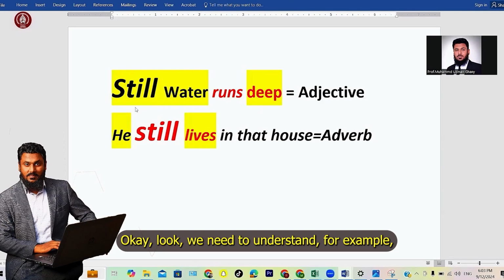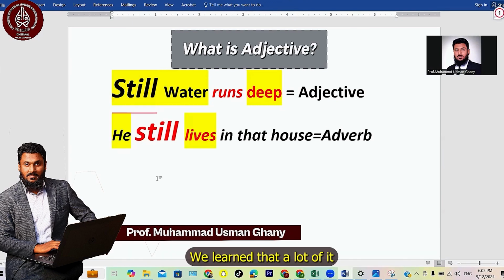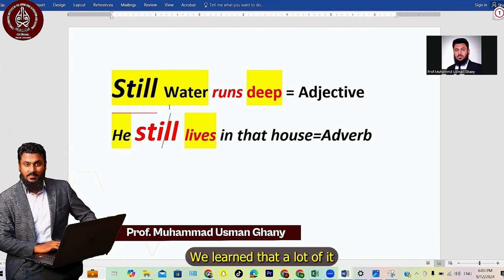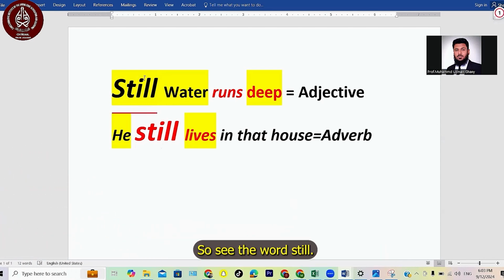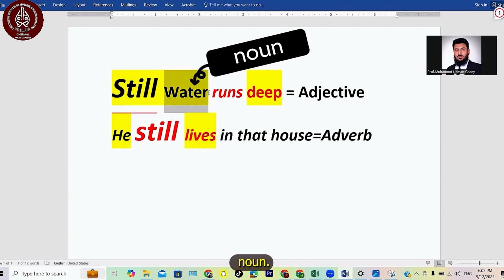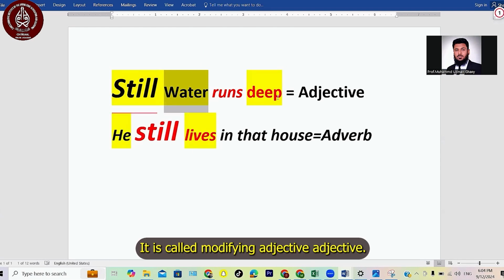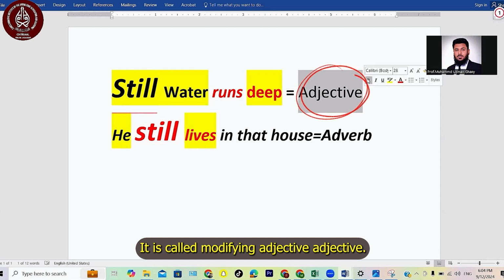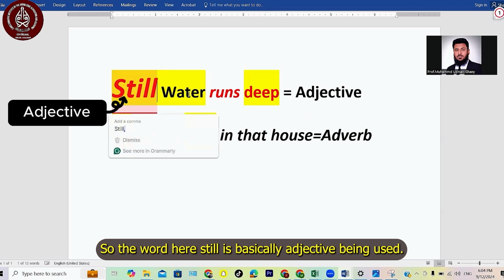Okay, dear Falak, we need to understand. For example, we already tried to understand what is an adjective. We learned that a word, if it modifies a noun or pronoun, is called an adjective. So see the word "still": it is modifying the word "water", and water is a noun. So if a word modifies a noun, it is called an adjective. So the word "still" here is basically an adjective being used.